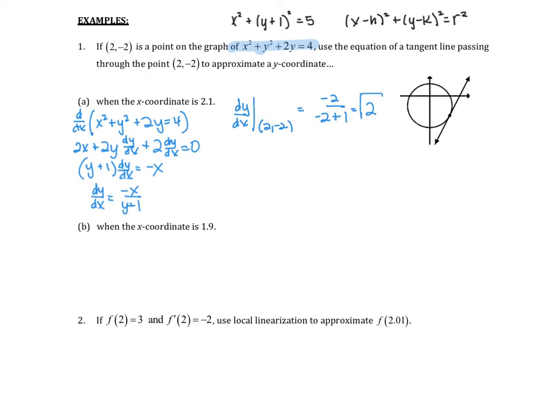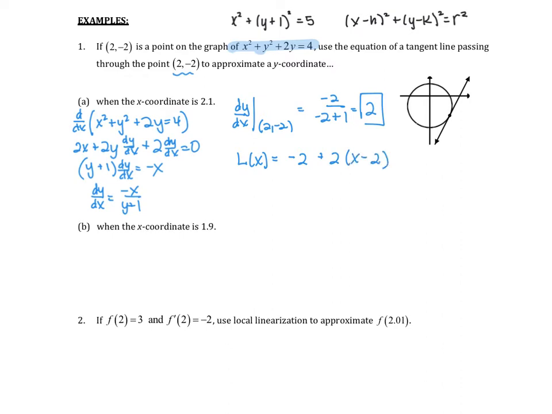So now I know my slope and I know my point. So I'm going to go and write the linear approximation. We call it L of x. L of x equals the y value, -2, plus the slope times x minus the x value.